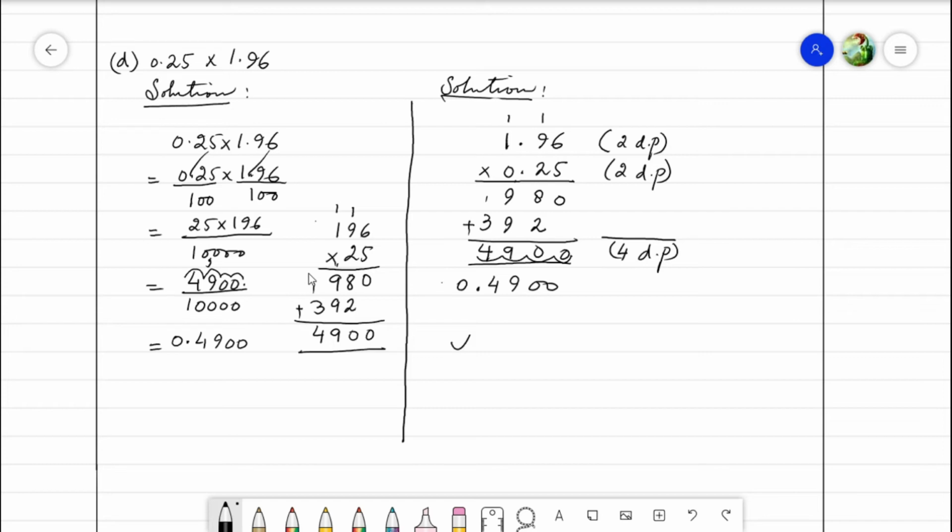I will write the answer over here like this: 0.4900. It is up to you. You can remove these zeros from here. That would then be 0.49. This is your answer. It's up to you with which method you are comfortable. You can use either method number 1 or method number 2.